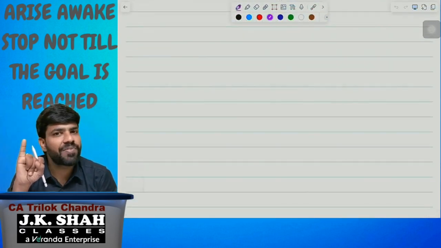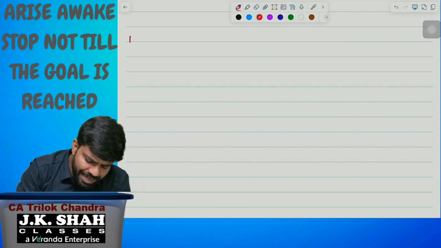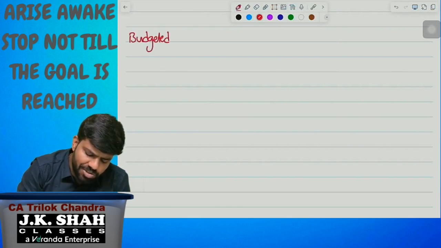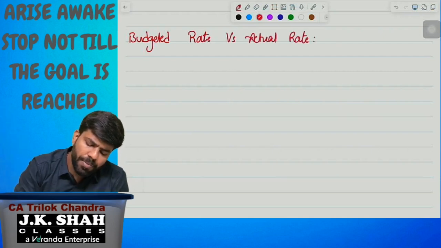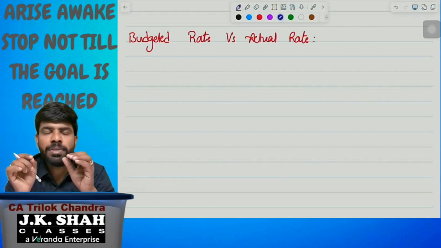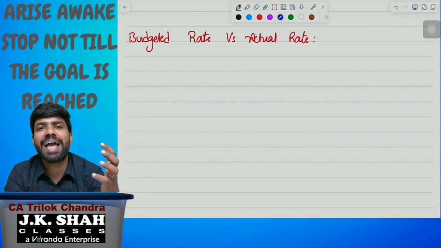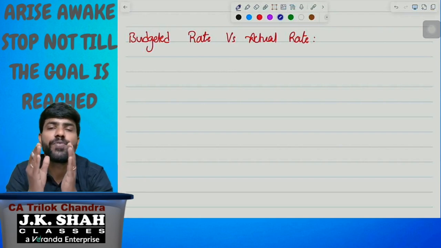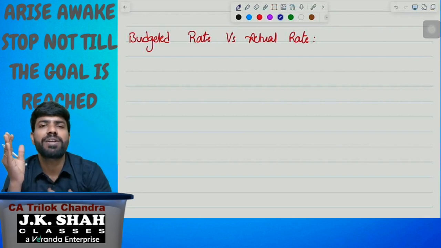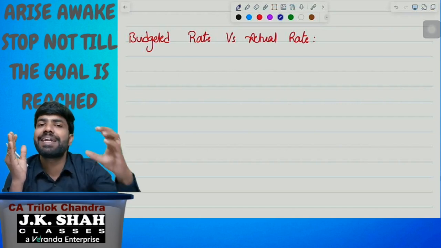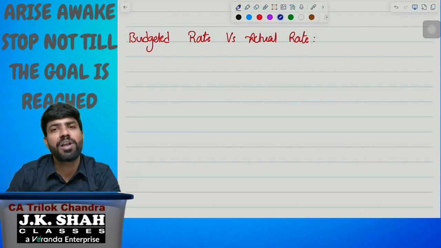First, what I explained is calculation of absorption rate. Second, I explained how to charge it to the product. Now the time to understand budgeted rate versus actual rate. In every company, they will be preparing estimations at the beginning of the year or beginning of the period. They'll get to know the actuals at the end of the period. If you calculate absorption rate using budgeted information, we'll call it budgeted rate or predetermined rate. If you calculate absorption rate using actual information, we'll call it actual rate.